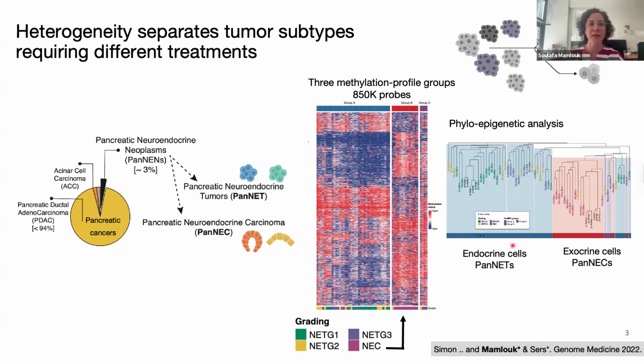And we could also use this kind of heterogeneity and phylogenetic relationship to identify the cells of origin. The PANNETs we found are closer to the endocrine and the PANNECs to the exocrine. Some of this has already been suspected, but we were able to confirm it in our study.